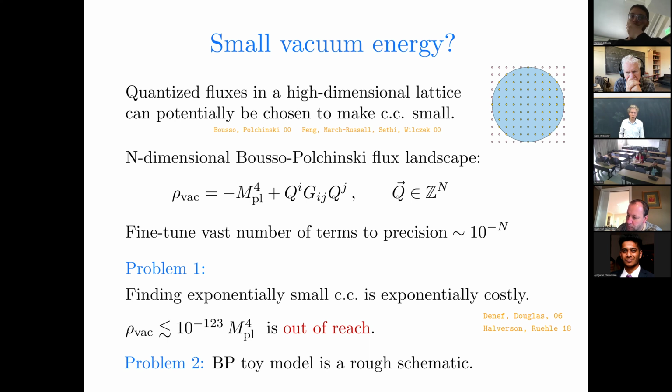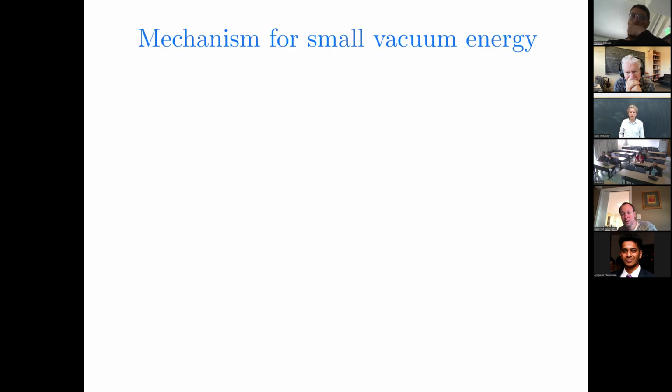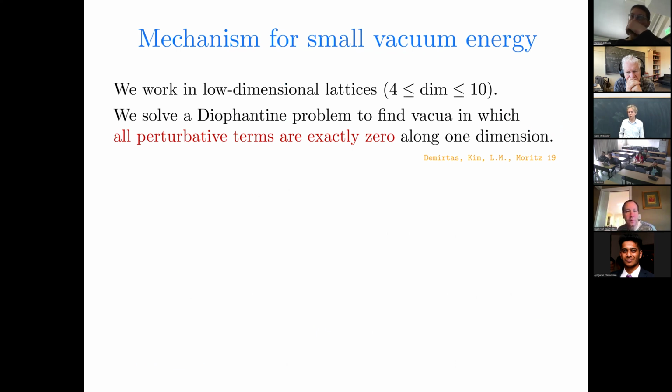Our approach is a little different. Our mechanism for small vacuum energy is to work in quite low-dimensional lattices, between dimension 4 and 10. Instead of canceling an exponentially large number of order 1 terms against each other, we solve a particular Diophantine problem to find vacua in which all the perturbative terms are exactly 0 along one complex direction in the field space. So there's one complex flat direction that's exactly flat, at least at the level of the perturbative theory. And there are only non-perturbatively small corrections along that direction.